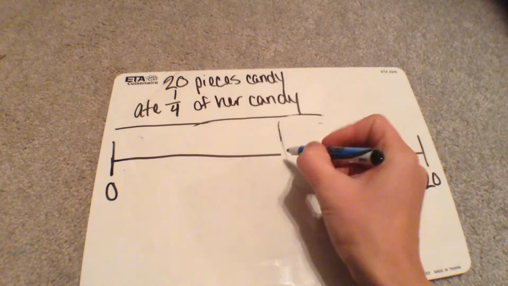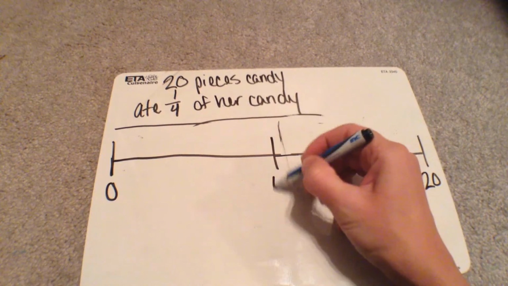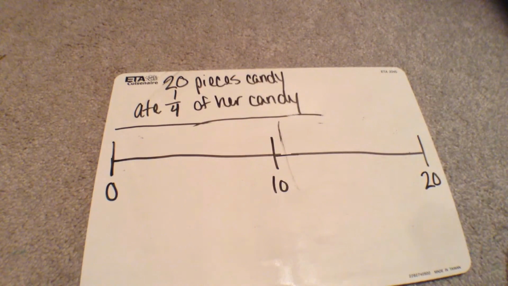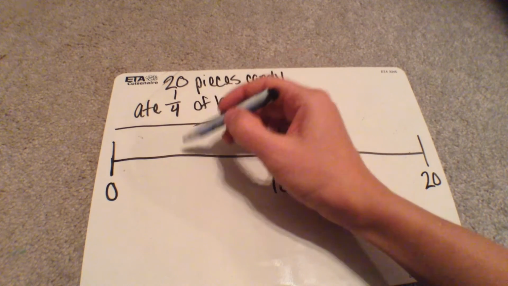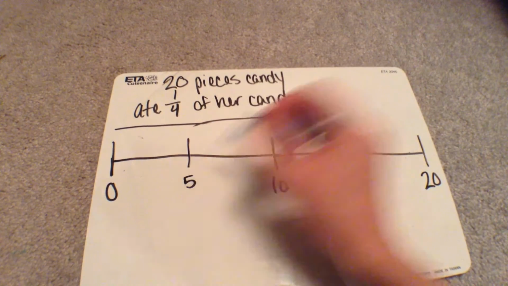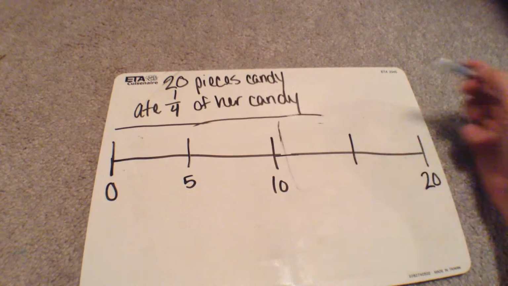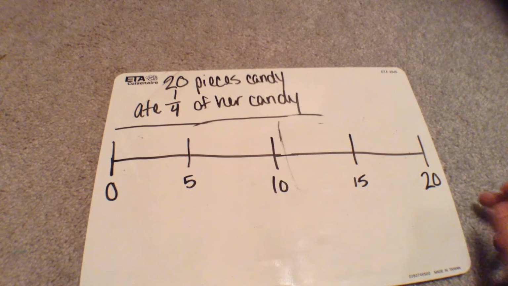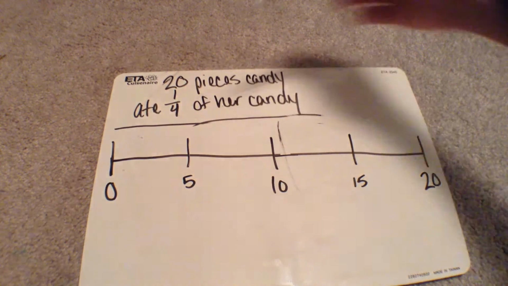That's not in the middle. So now we have 2 parts, but I need 4. So I think I'm going to go here. And I know that 5 is right in the middle of 0 and 10. And I know 15 is right between 10 and 20. So let's see if we have 4 parts.